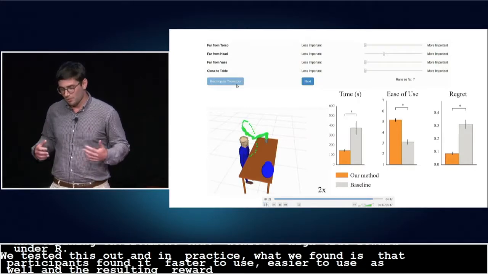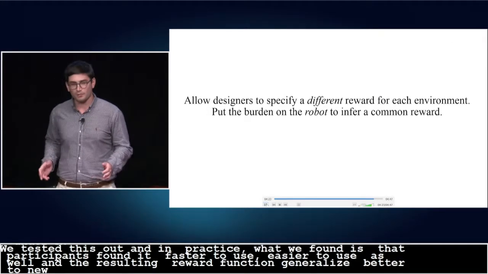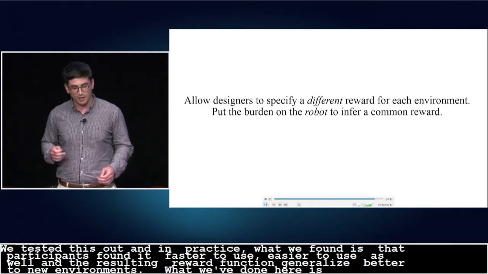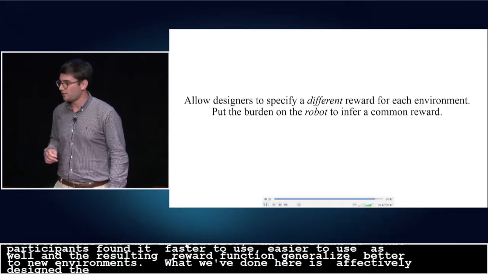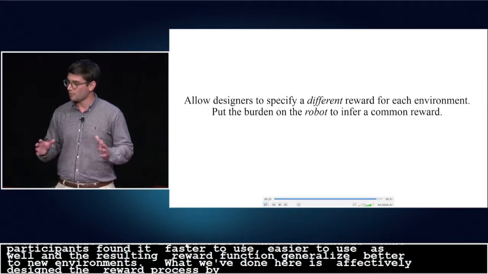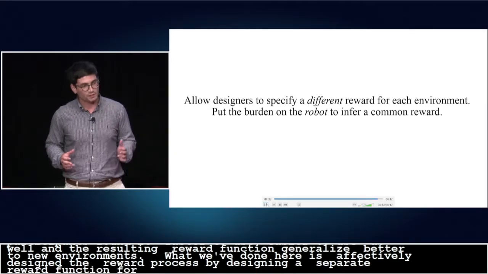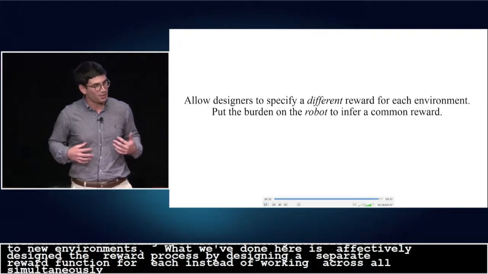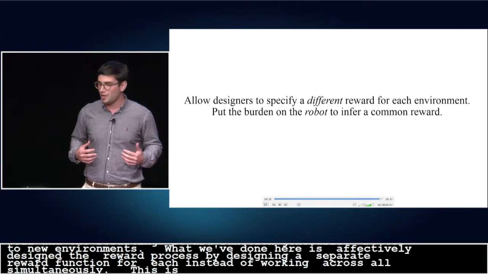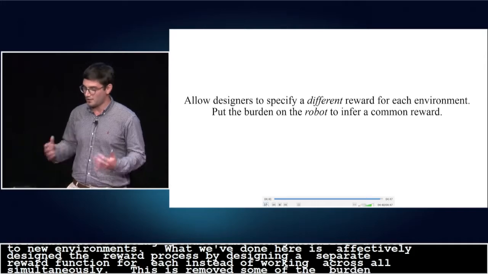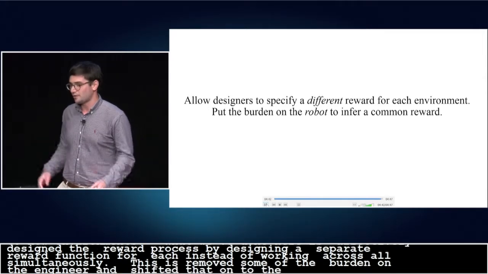So what we've done here is we've effectively simplified the reward design process by allowing designers to specify a separate reward function for each environment rather than one reward function that must work across all environments simultaneously. And what this has effectively done is to remove some of the burden on the engineer or the reward designer, and instead shift that burden onto the robot to infer this common reward function that can generalize to new environments.